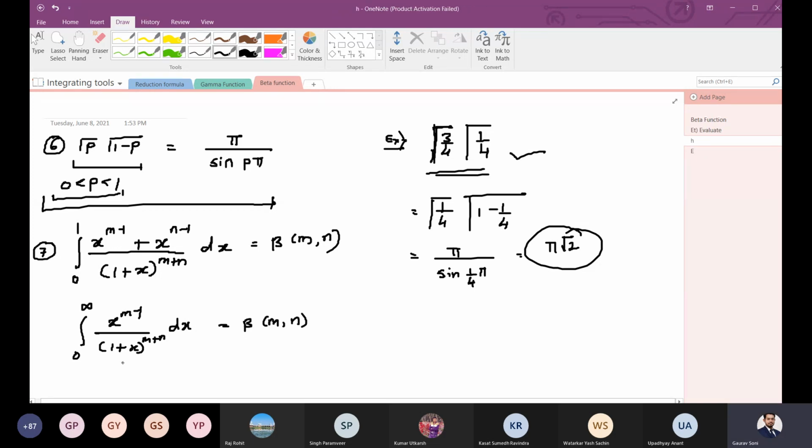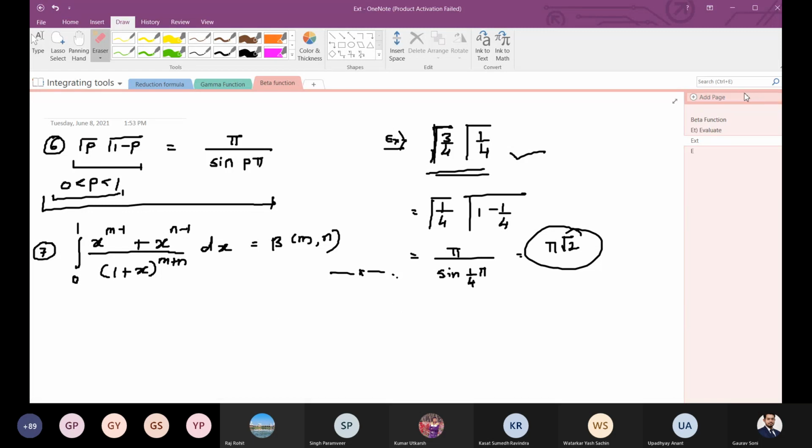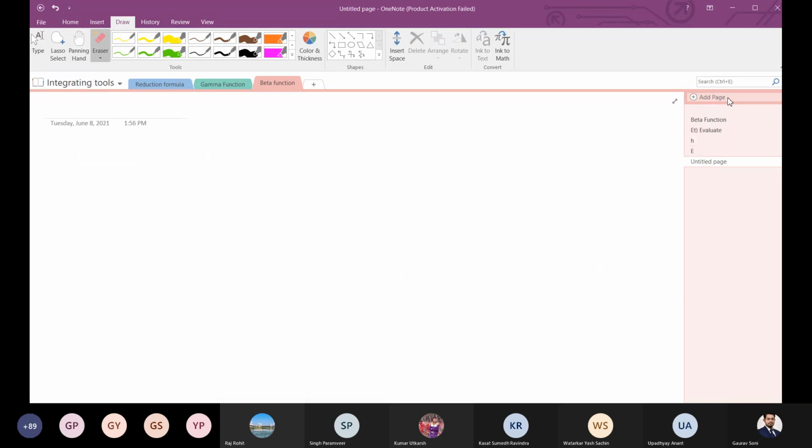What is the difference? In this, you have limits from 0 to 1, and there is just one thing in the numerator, that is x raised to m minus 1 in the second one, whereas in this one, what we have, x raised to m minus 1 plus x raised to n minus 1. We won't go into the details of the proof, but please make a note of this. Example.